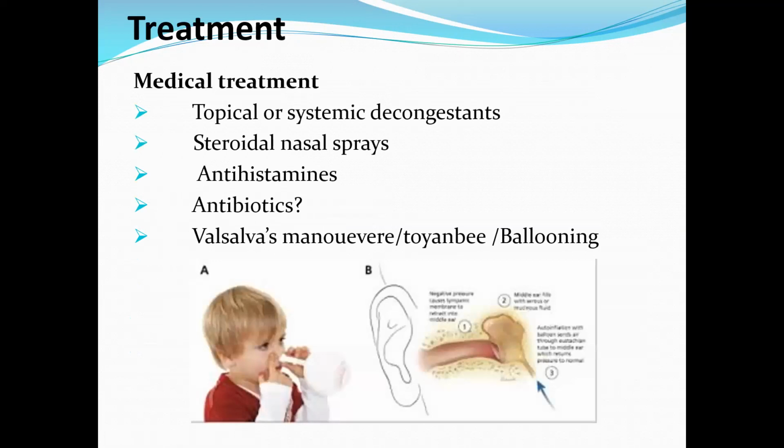Now we come to the treatment. Medical treatment is very important. We will give treatment to open the eustachian tube. So we will give topical and systemic decongestants. Sometimes we give short-acting nasal decongestants like xylometazoline, oxymetazoline, and sometimes long-acting nasal decongestants, that are steroid nasal spray, that can be in the form of drops.